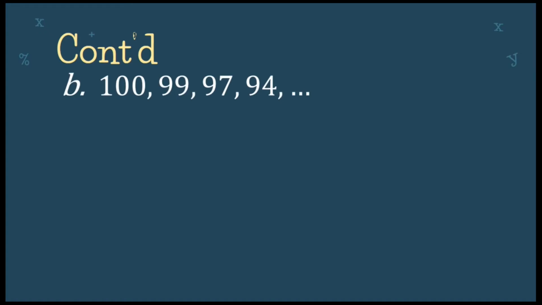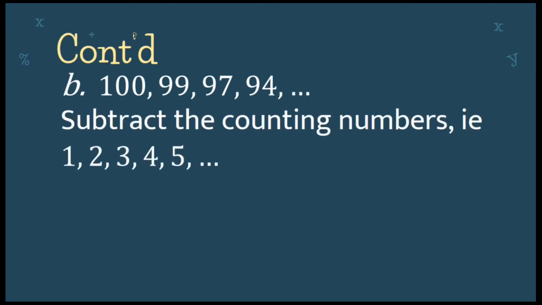Am I going to divide or am I going to subtract? What do I do to 99 to get 97? Am I dividing or subtracting? In that order. And so in this case, we are to subtract the counting numbers. That is 1, 2, 3, 4, 5 in that order. So let's work it out and see the way forward.